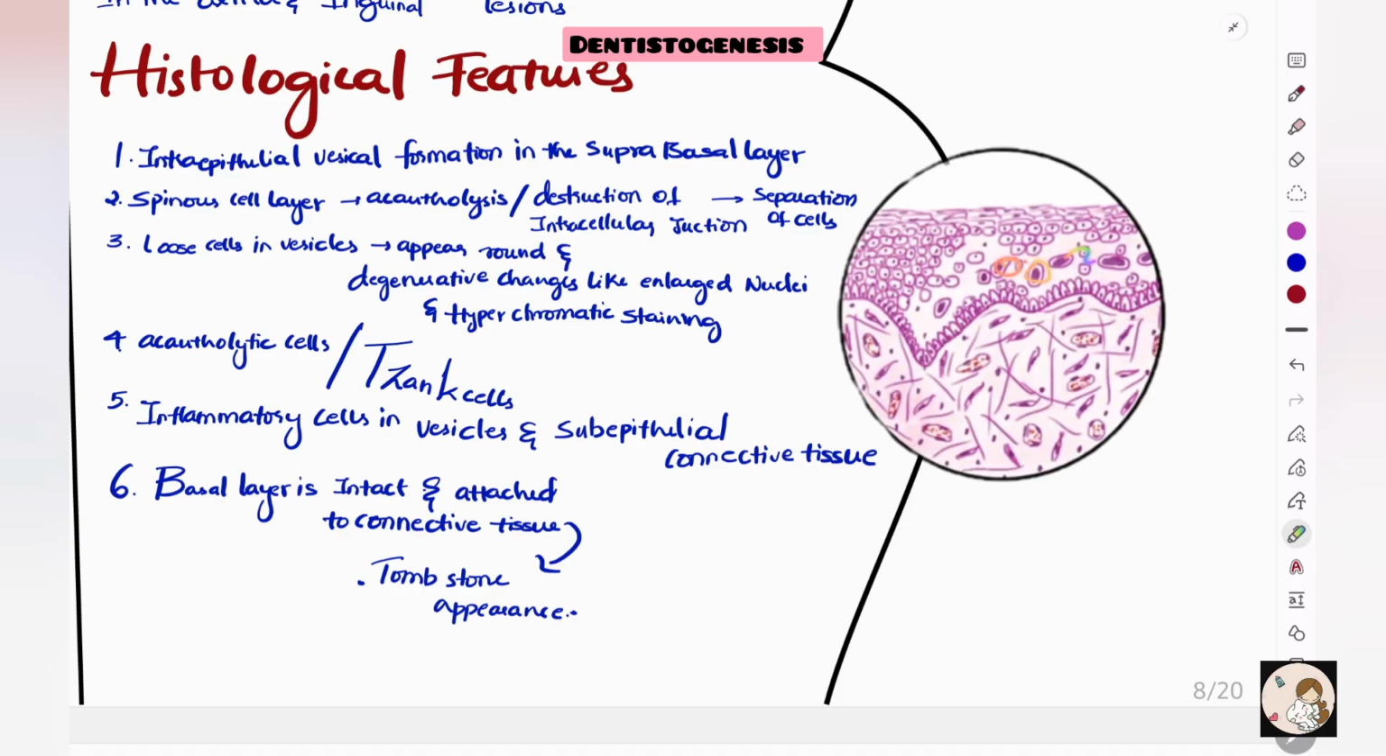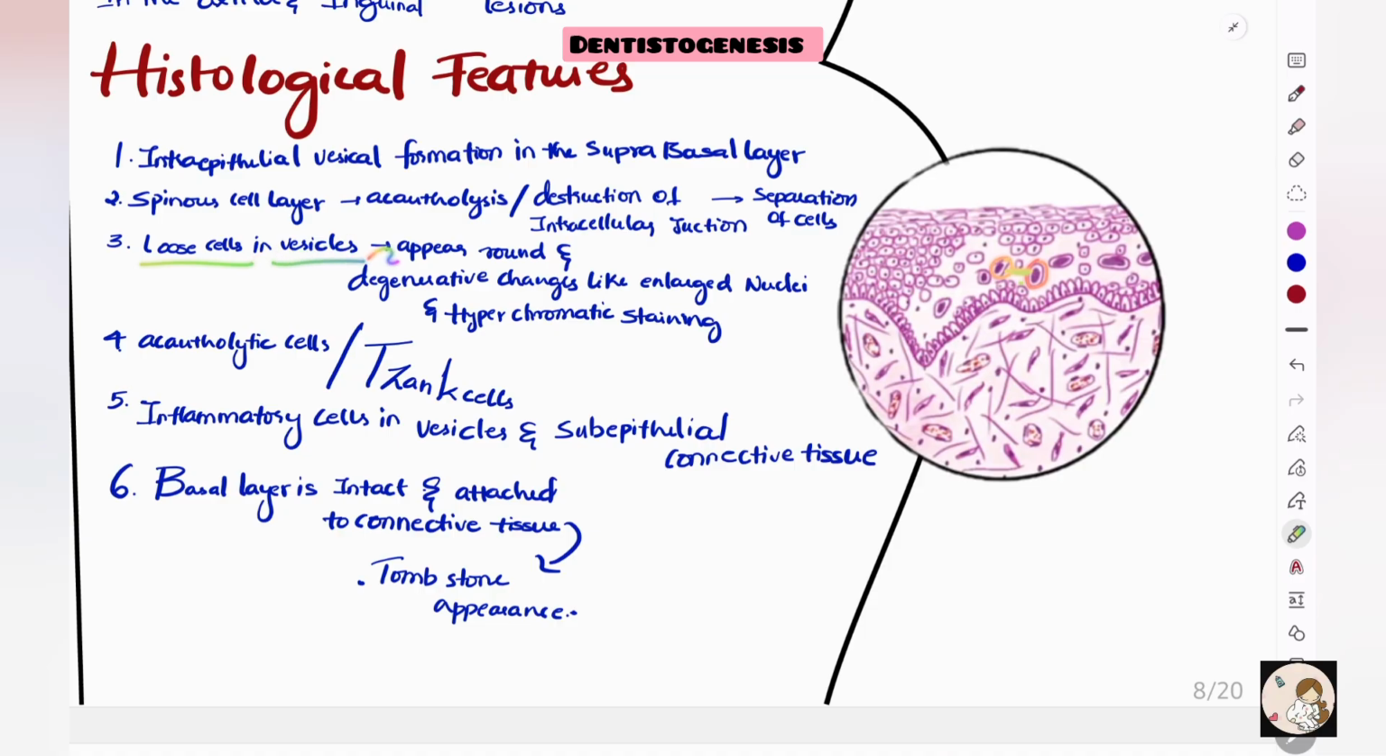What is meant by acantholysis? Destruction of the intraepithelial cells. It leads to acantholysis and destruction of intraepithelial junction. So now this cell has a junction, but seeing here, this cell and this cell don't have a junction. So destruction of the intraepithelial junction and separation of the cells.